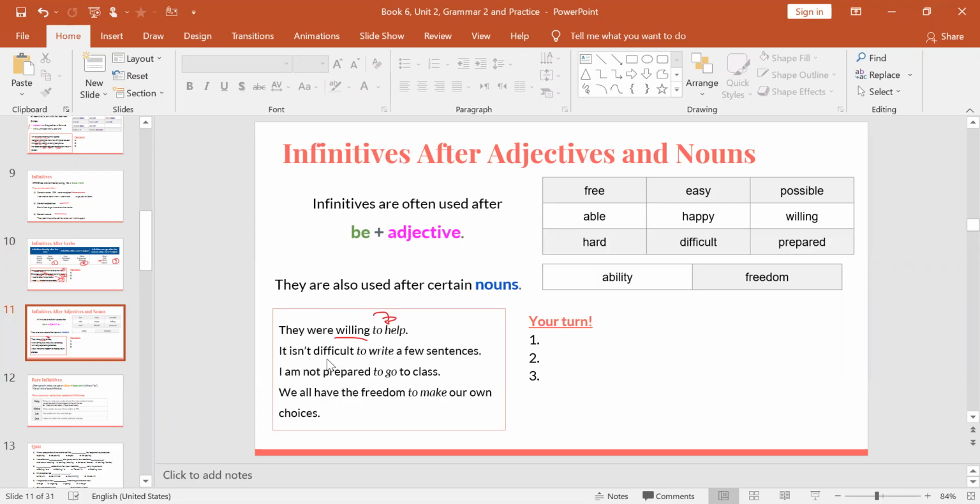It isn't difficult to write, so we have difficult as an adjective, and then to write is the infinitive. I'm not prepared to go to class. We all have the freedom, this is the noun here, to make our own choices. So again, the infinitive is the unconjugated verb. It is how the basic unit of meaning can grammatically show up in the sentence. So let's make a sentence of our own. I'll give you some seconds to come up with your own, and we'll do one together.